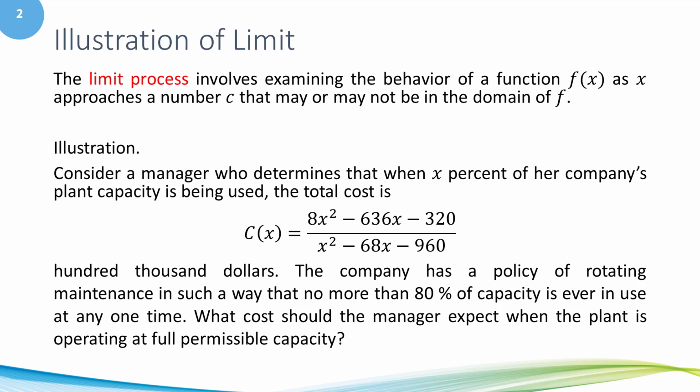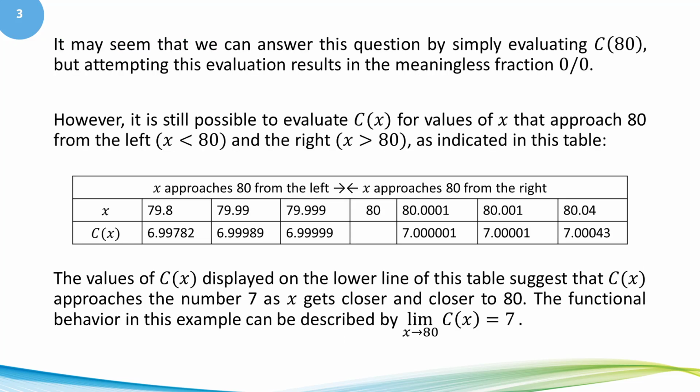Let's say we have a cost function C(x) of a plant, with x being the percent of the plant capacity that is being used. Let's say we want to know what the cost is if 80% of capacity is used. We can try by evaluating C(80), but this results in a nonsense fraction, nil per nil, so that's a dead end. But we can try to study C(x) when x is near 80.